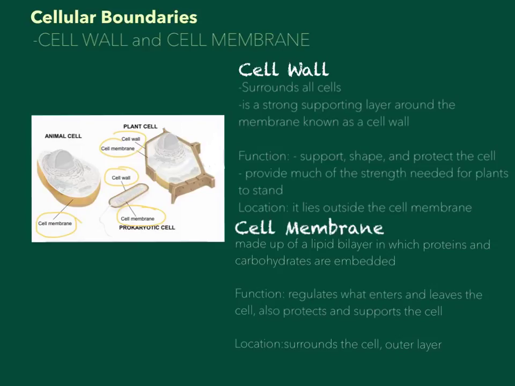The cell membrane. The cell membrane is made up of a lipid bilayer in which proteins and carbohydrates are embedded. The lipid bilayer gives cell membranes a flexible structure that forms a strong barrier between the cell and its surroundings. The function of the cell membrane is to regulate what enters and leaves the cell. It also protects and supports the cell. The cell membrane surrounds the cell, aka the outer layer. The cell wall and cell membrane can be found in all cells.